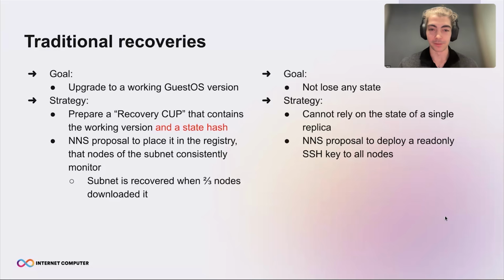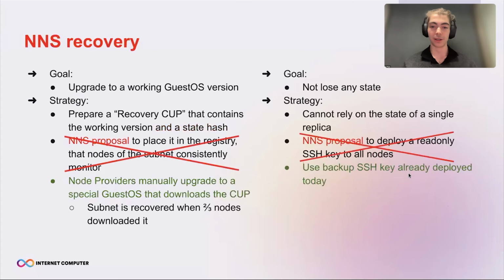So that's for traditional recoveries for application subnets. And so for NNS recovery, we'll do most of the same thing, but of course we cannot do those two proposals because, well, the NNS is stalled.